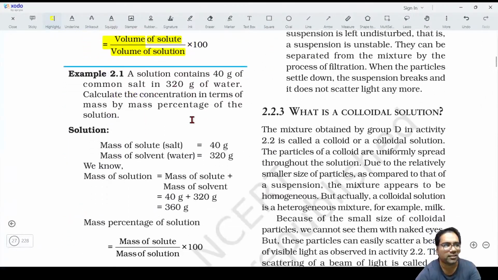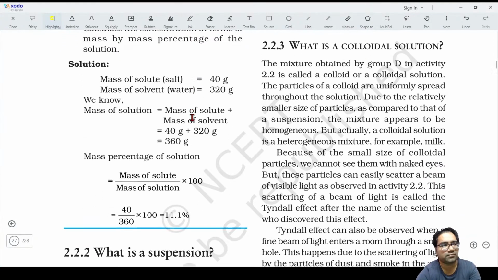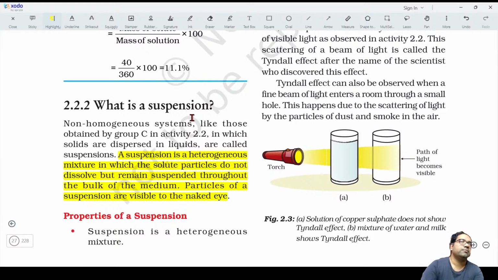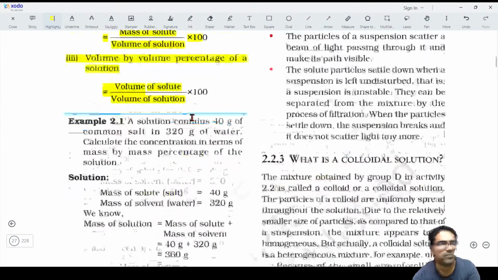Now, what is a suspension? Suspension is a heterogeneous mixture in which the solid particles don't dissolve but remain suspended throughout the bulk of the medium, visible to the naked eye.